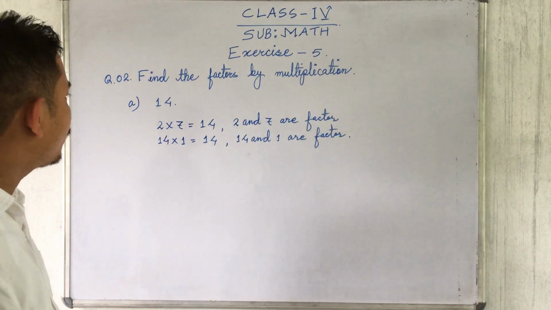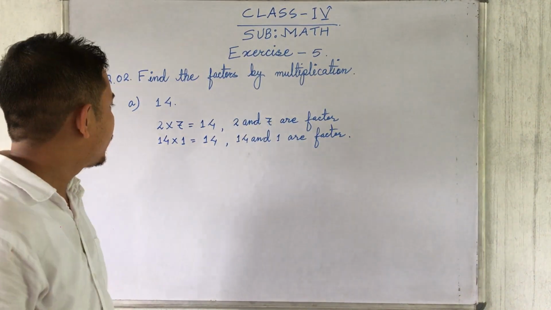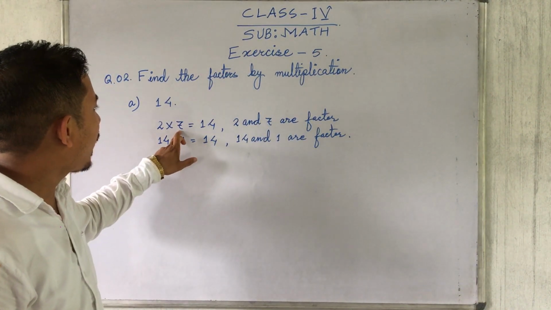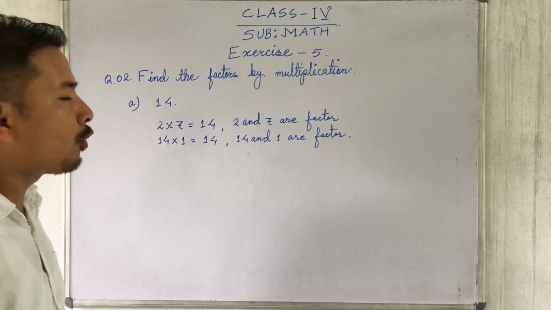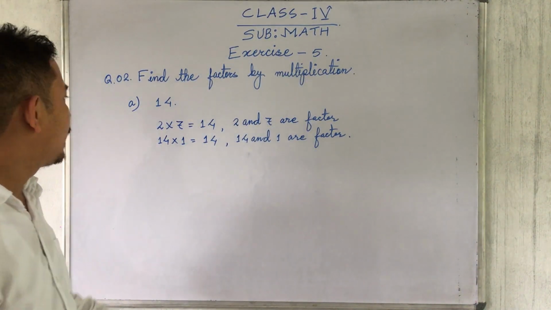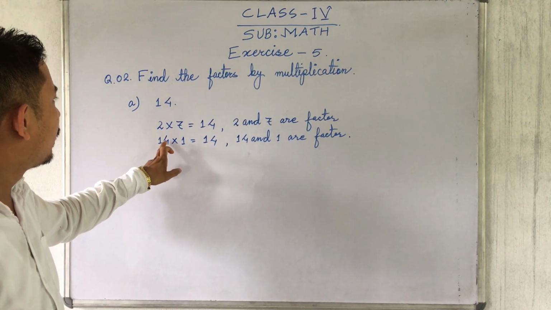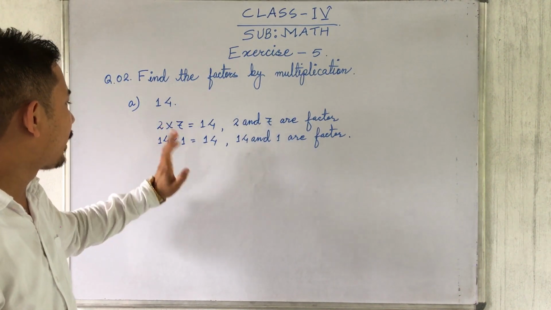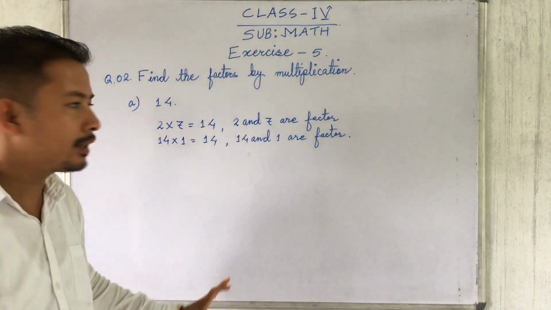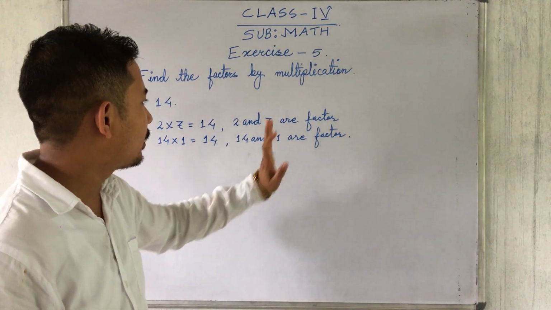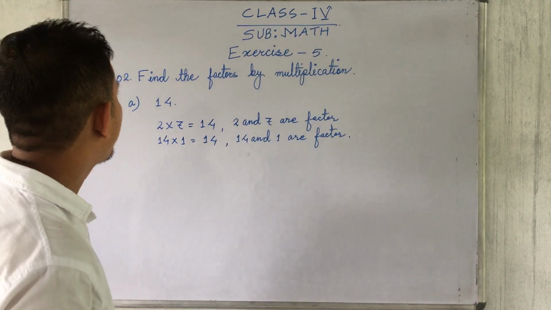14 is also in the table of 7, but 7 is already I have written as a factor of 14, so that's why I have not multiplied 14 by 7 in this case, and directly I have multiplied 14 by 1, okay, because in 14 table 1 times 14 is 14, right? So this way 14 and 1 also factor of 14.